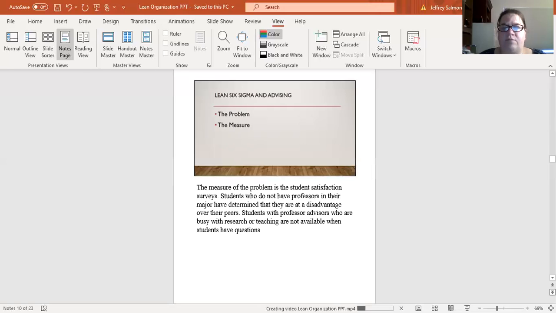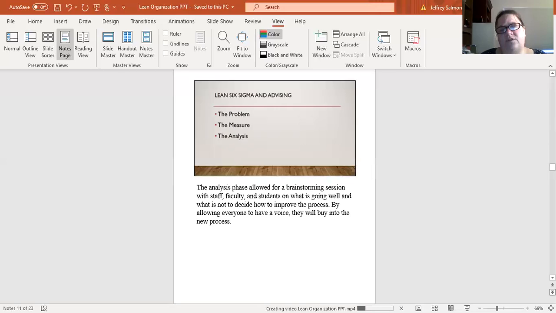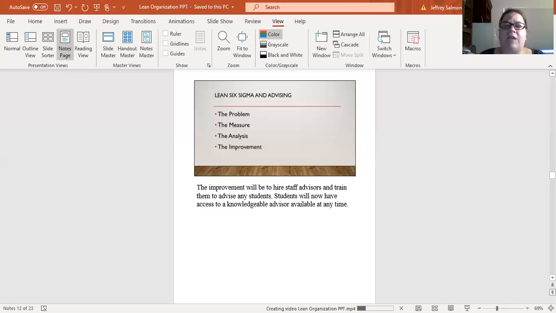The analysis phase allowed for a brainstorming session with staff, faculty, and students on what is going well and what is not to decide how to improve the process. By allowing everyone to have a voice, they will buy into the new process. The improvement will be to hire staff advisors and train them to advise any students. Students will now have access to a knowledgeable advisor available at any time. The final phase is to maintain the change by putting resources into staff advisors.